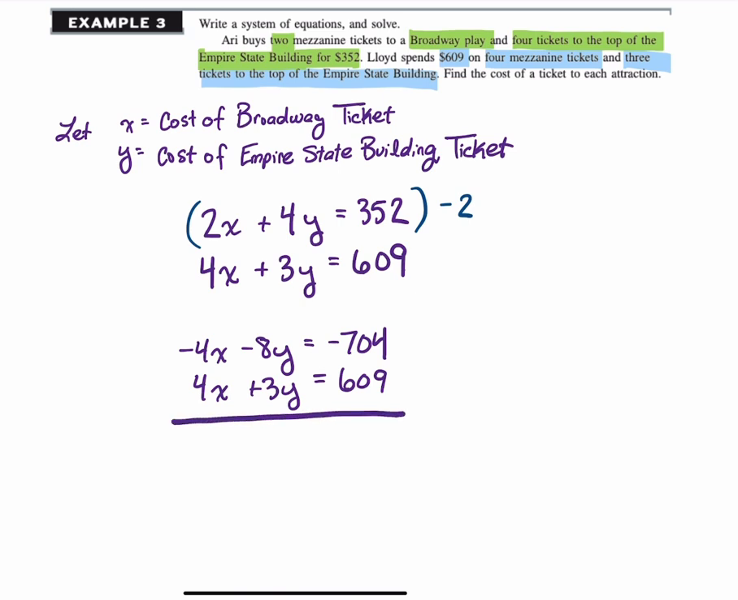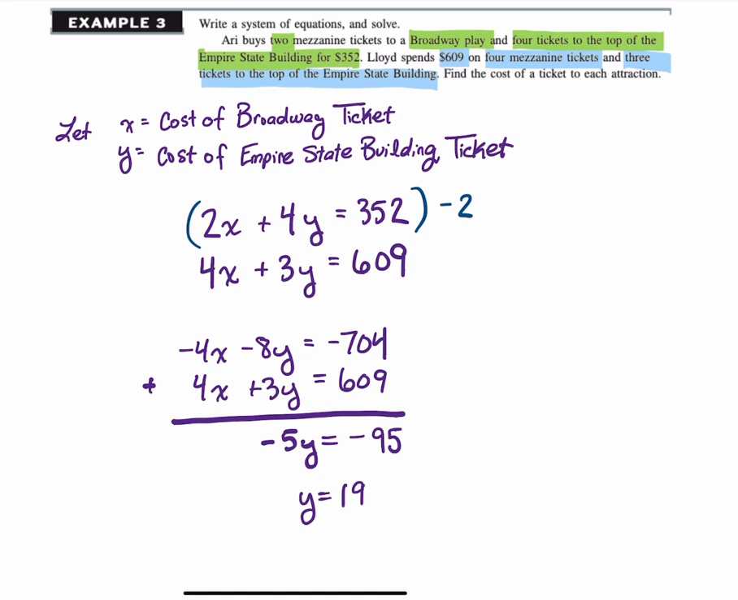So now let's add these together. The x's will cancel, which is what we want. That's the elimination method. -4x plus 4x is 0x. And then -8y plus 3y is -5y. And then -704 plus 609 should give us -95. Then dividing both sides by -5, we get that y equals positive 19.